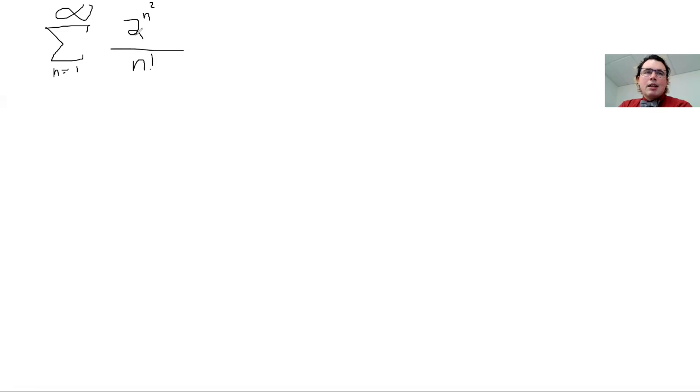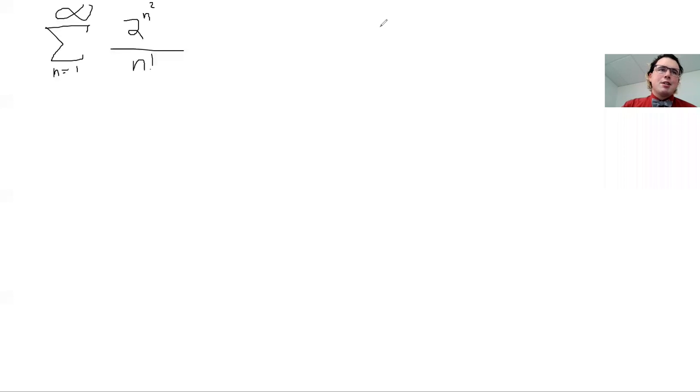Now, if I want to test this for convergence, do I want to integrate from 1 to infinity 2 to the power x squared all over, oh, I don't even know what x factorial would be. I mean, I do know, but it's not something we talk about in this class. So clearly not something I can expect of you. So let's see what happens when we try this using the root test.